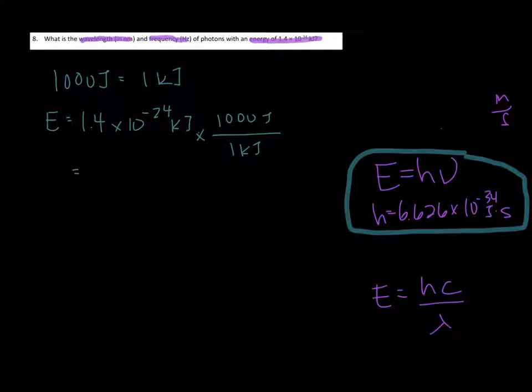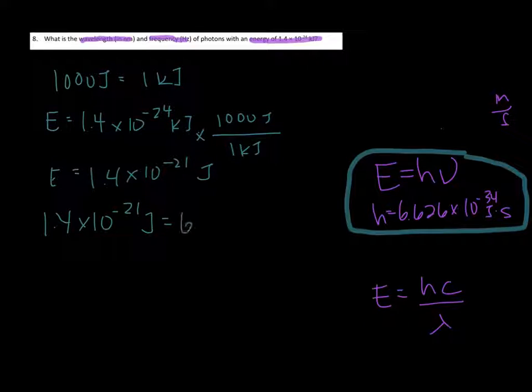And so my energy is equal to 1.4 times 10 to the negative 21 joules. And that's the number that I'm going to use when I plug it into this equation, because it's in joules, not kilojoules. So I'm going to put it in there as 1.4 times 10 to the negative 21 joules, and that's going to be equal to 6.626 times 10 to the negative 34 times my frequency.